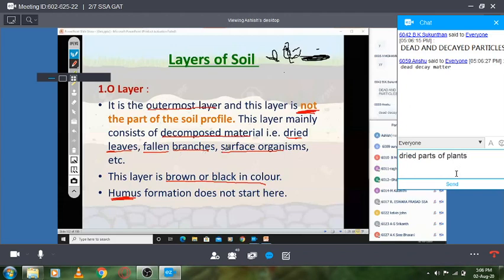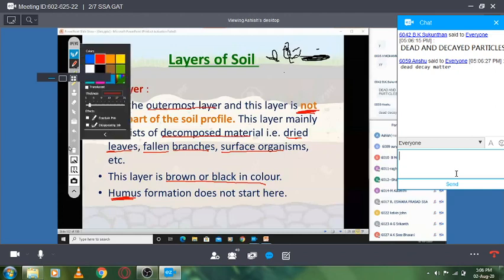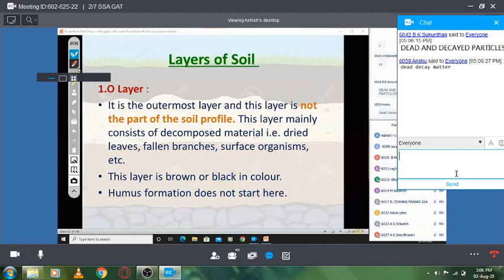Dead and decayed particles, dead decayed matter. Yes, absolutely right. It is the dead and decayed matter that we call humus. So this is the first layer, but not of the soil profile. It is not of the soil profile. Let's go to the next slide and see what the layers of the soil profile are.